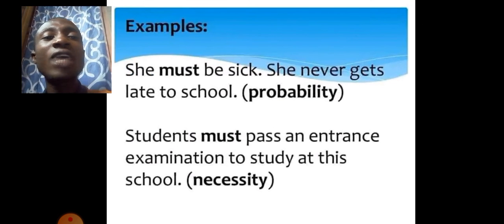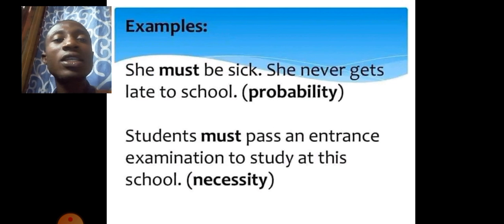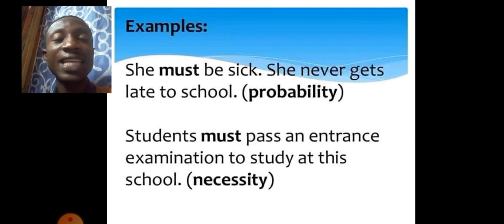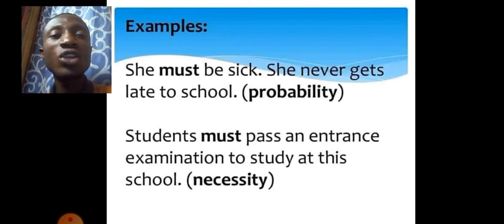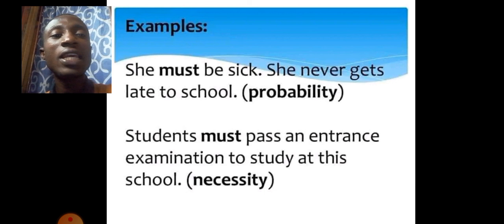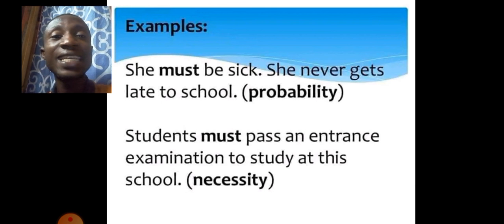Now let us look at another use of must. Must is also used to show a possibility. Example: she must be sick. She never gets to school late. Here it is used to show possibility.